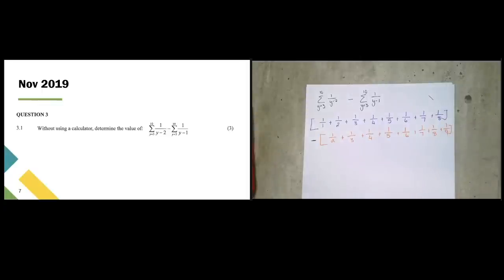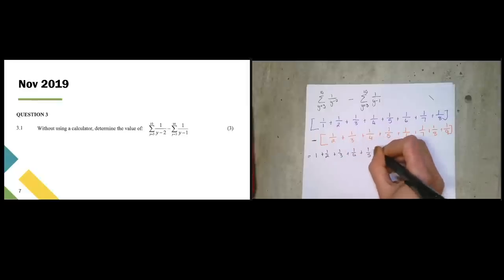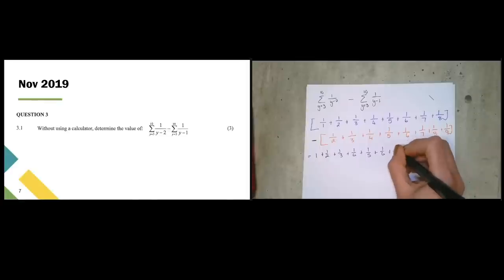So remember, they said no calculator, so I'm not going to use a calculator at all. So I'm just going to write out. The first bracket, there's nothing for me to do there. I'm just going to write it down. So it's 1 over 1 is 1, plus a half, plus a third. Continuing like that all the way, a quarter, a fifth, a sixth, a seventh, and an eighth.